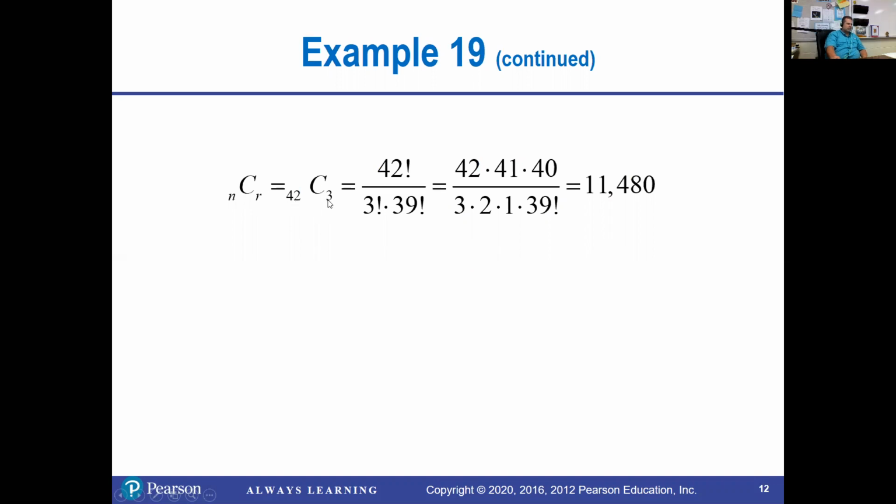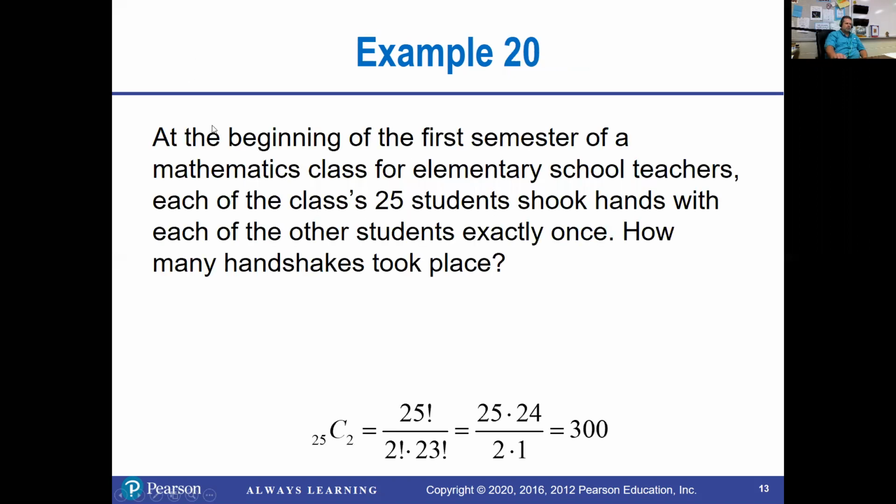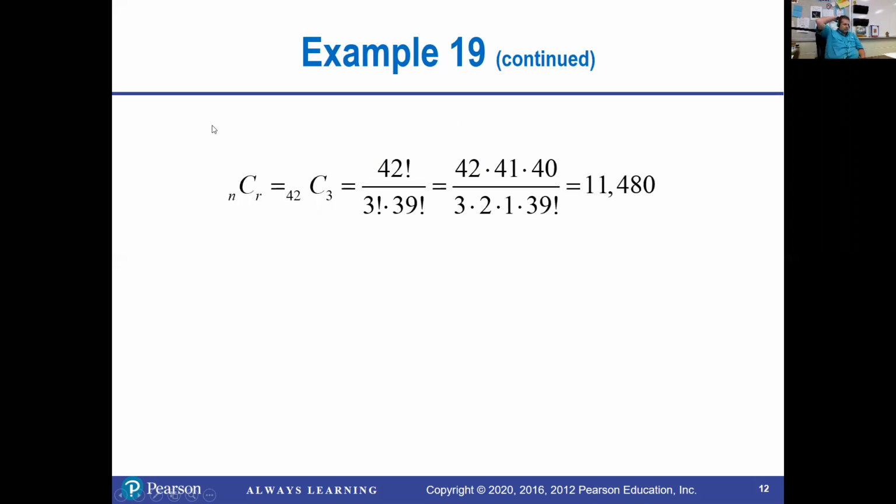42 things taken 3 at a time is going to be 42 factorial by that rule over 3 factorial, which is this number, and then the subtraction of the 3 is this number. So you can go 42, 41, 40, and then 39 factorial would break up into this. Oops, you need that, okay? And so it just works itself out.